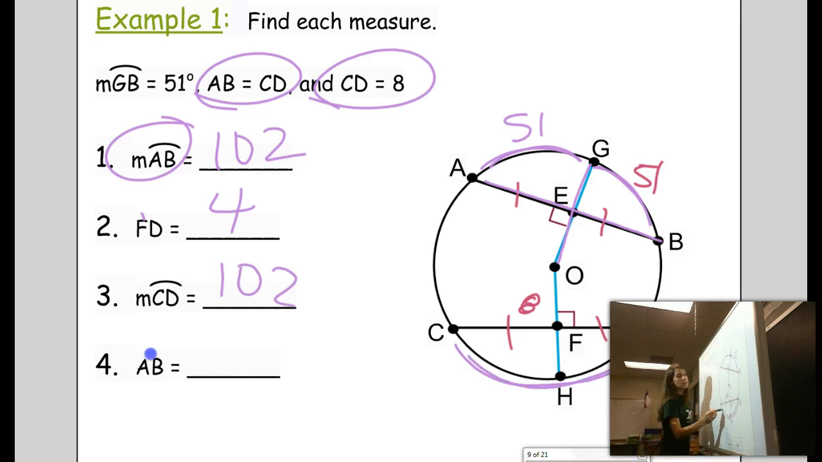Congruent chords intercept congruent arcs. If arc AB is 102, then arc CD is 102 because their chords are congruent. Last one, Lewis C, AB.